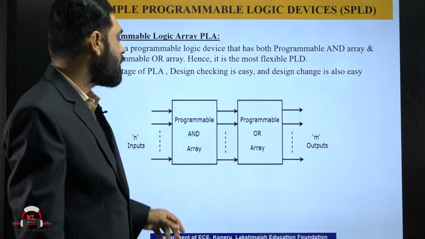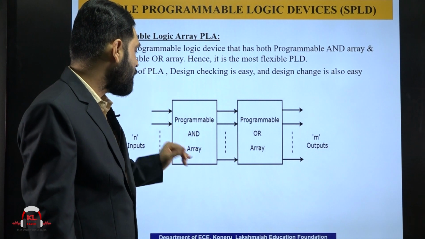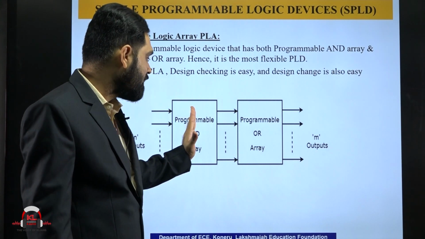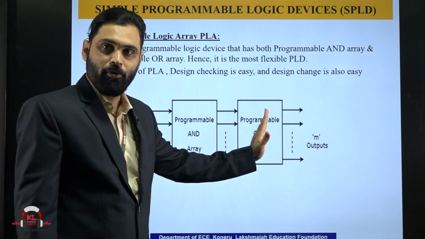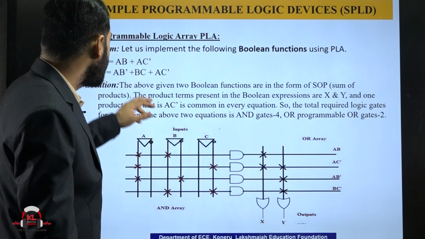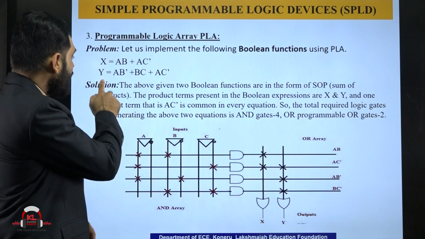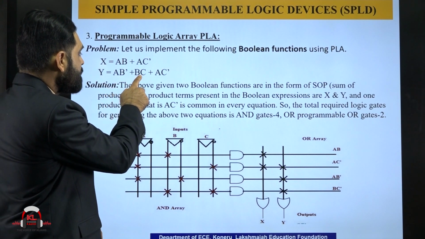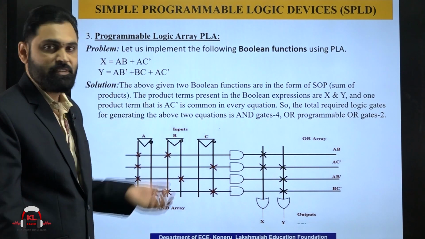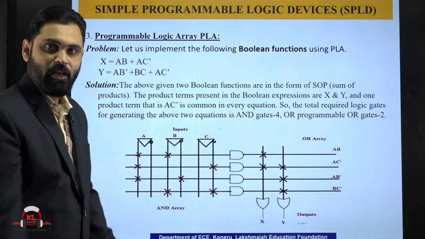And the next one is the programmable logic array, the PLA category. In a programmable logic array, AND gates are programmable and OR gates are also programmable. So, according to this, the expressions x is equal to AB plus AC bar, and y is equal to AB bar plus BC plus AC bar are given. Two expressions are given. Here you have flexibility on both sides.